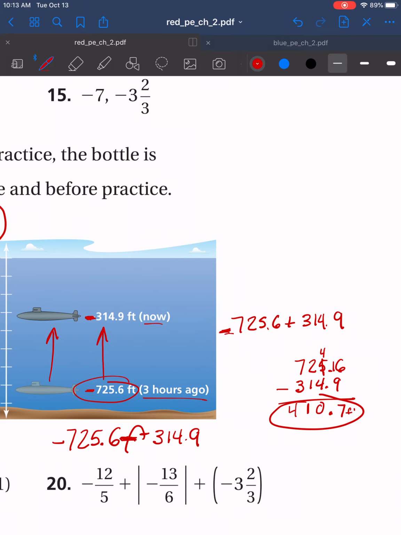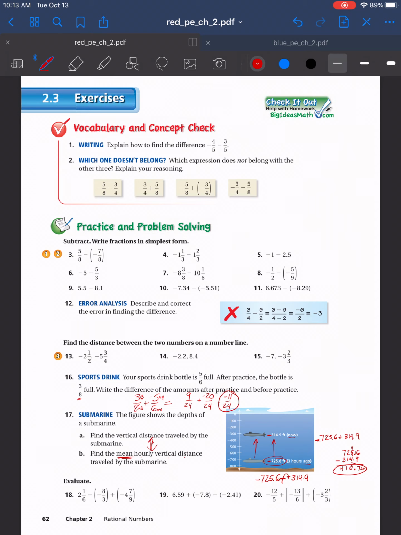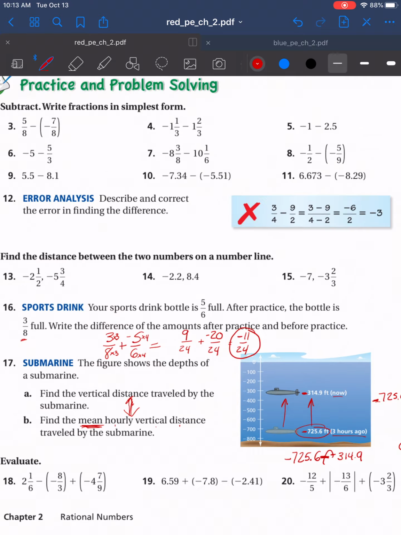410.7 feet. Make sure you guys are writing all of these down in your notebooks because this is your homework. Okay. I do want to do 18, 19, and 20, but I'm only going to do one of them with you because I would like to see you try the other ones by yourself, okay? So as you can see, we've got 2 fractions, and then we've got one that's a decimal. The decimal one, I'm not worried about. You guys can handle that.